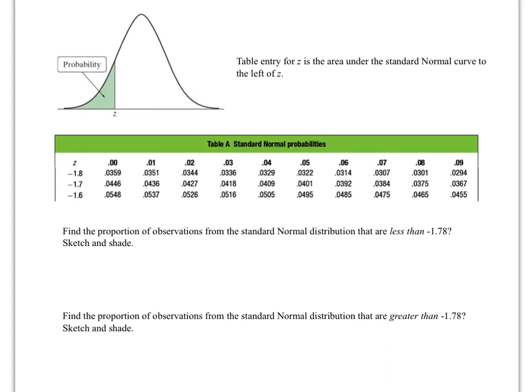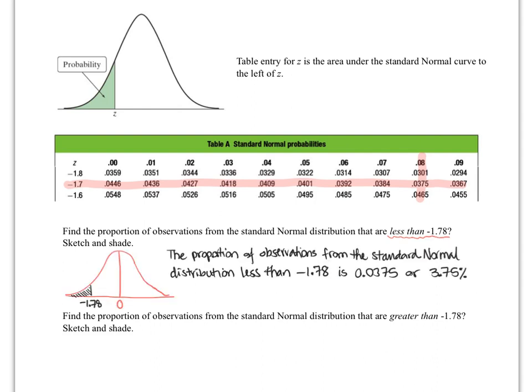If we want to find the proportion of observations from the standard normal distribution that are less than negative 1.78, let's find that location on our Table A. We found the z-score and we found the proportion, so the next thing that we're going to do is follow the instructions and sketch a normal distribution curve and shade the area of interest. We're going to be doing a lot of sketching and shading because it really does give us an idea of what's going on in the problem and helps us to avoid errors.